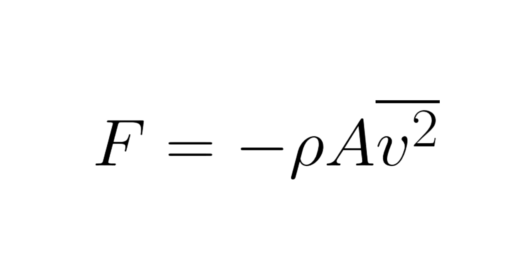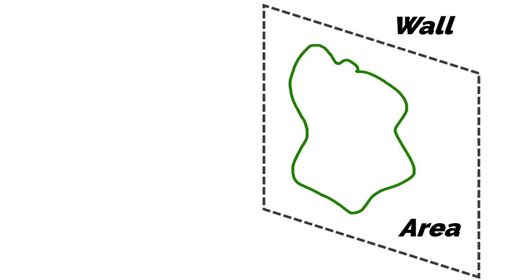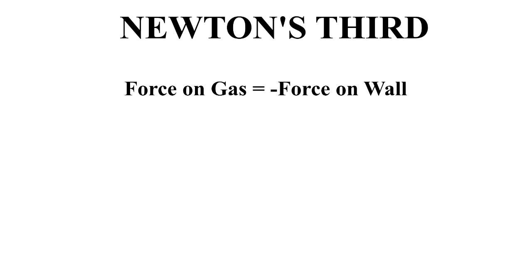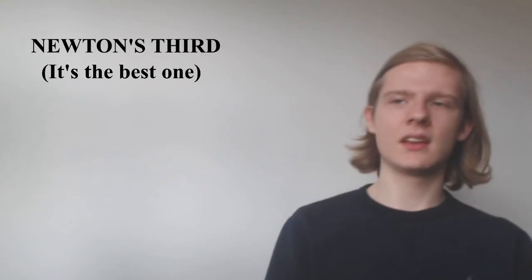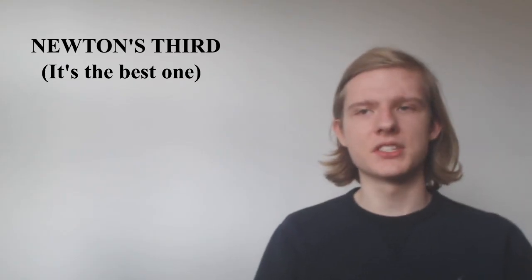F equals minus density times area times velocity squared. The time taken doesn't actually matter in this equation after all. This is the force the wall exerts on the gas. However, we had the foresight of saying that the laws of physics work, which was a risky move, but does allow us to say that the force the gas exerts on the wall is density times area times velocity squared. Thanks, Newton. 3rd time's the charm.